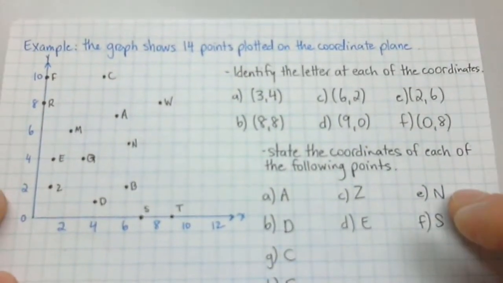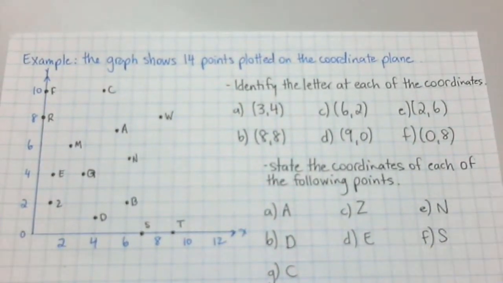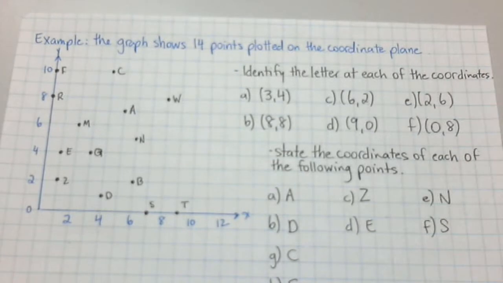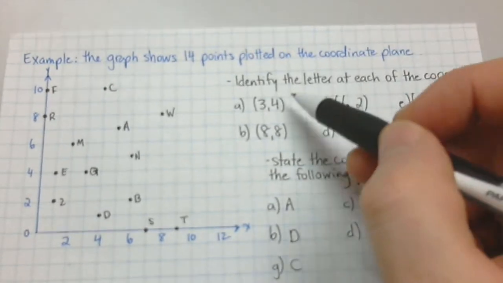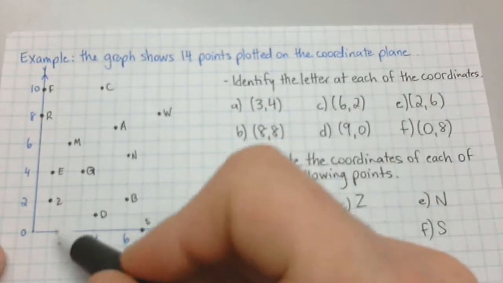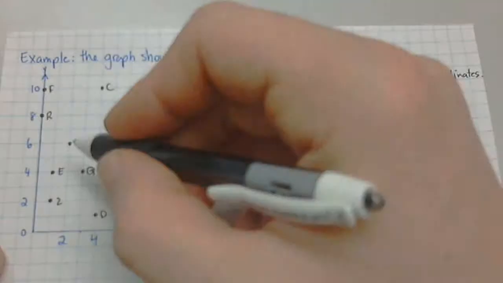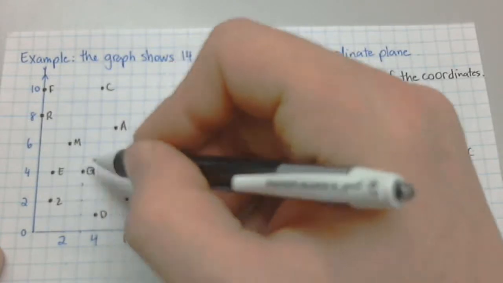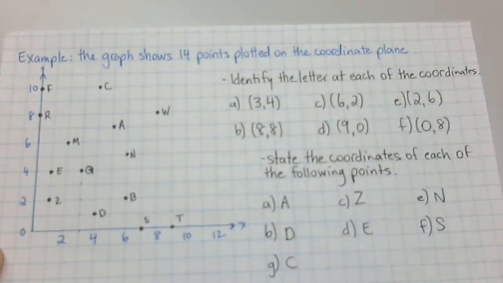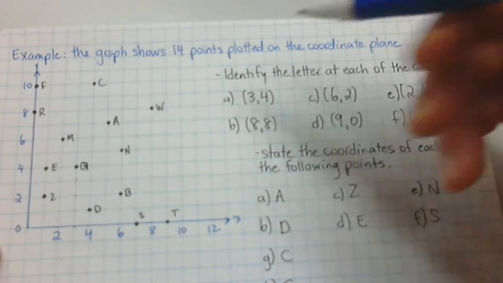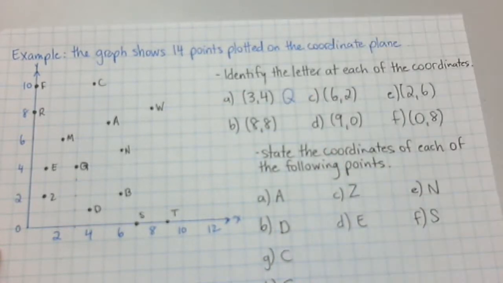Here we see a graph that shows 14 different points plotted on the coordinate plane. We're going to be identifying the letter at each of the coordinates. Our first one is 3, 4. We go 1, 2, 3 to the right, and then 1, 2, 3, 4 up. That brings us to Q. So we write that it's letter Q at that point.